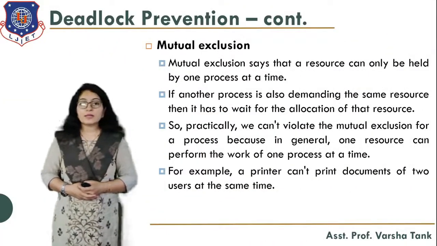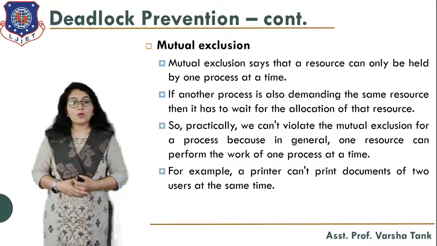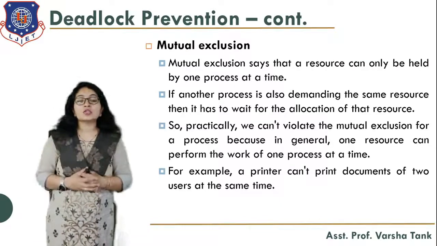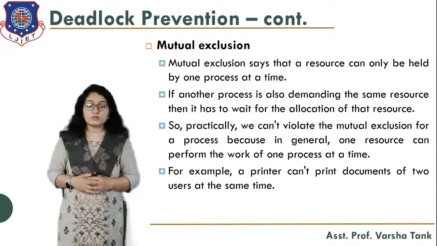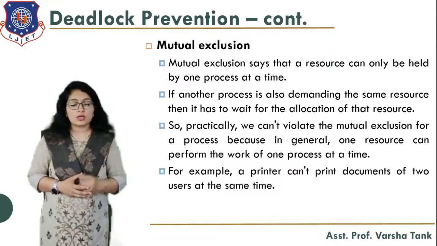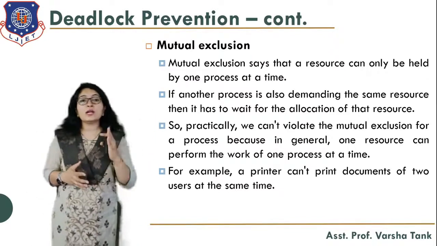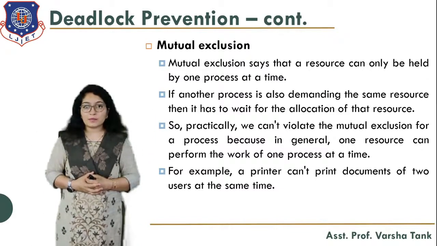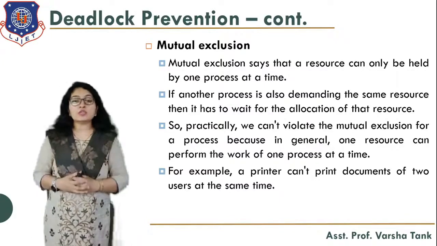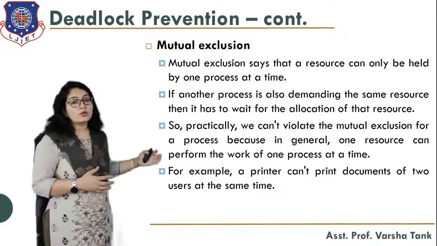So let's start with the conditions. The first condition is mutual exclusion. We studied this in the last unit. Mutual exclusion means that at the same time only one process is in execution. It says that a resource can only be held by one process at a time. If another process is also demanding the same resource, then that process has to wait for the allocation of that resource.